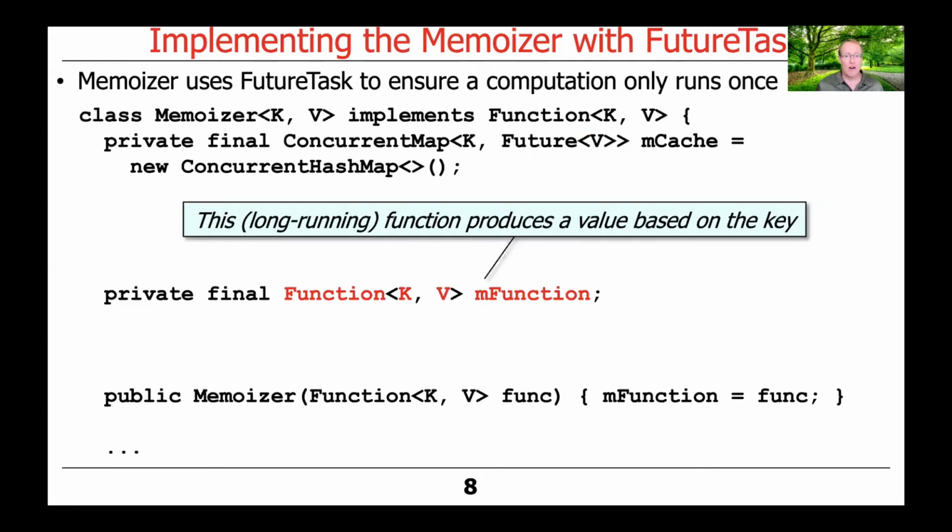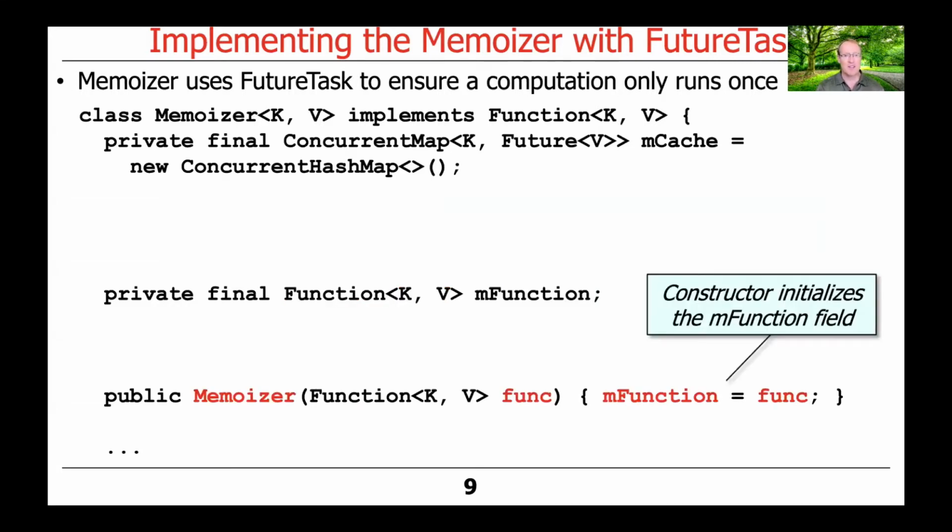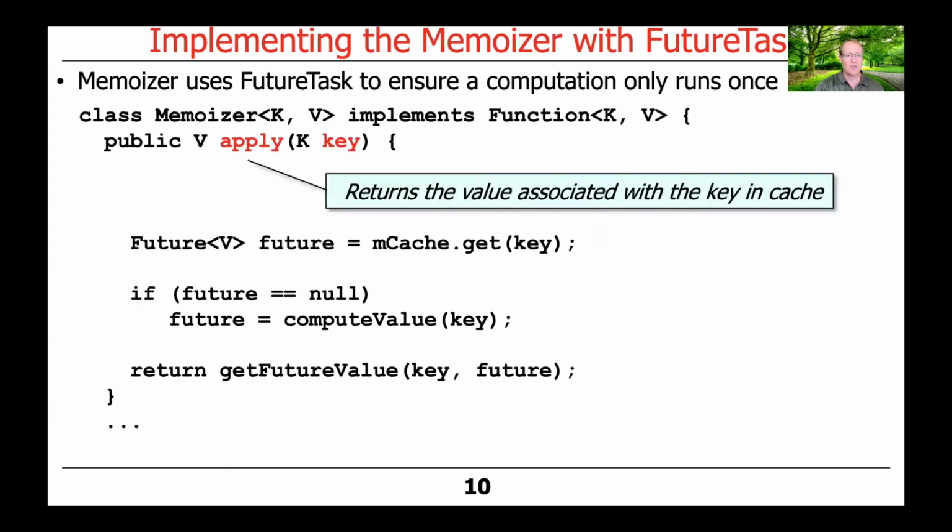Here's the potentially long-running function that's used to produce a value based on a key. And then finally, we have the constructor for Memoizer, and all it does is stash away the function, which we'll then use when we need it to do the long-running computation. So that's basically the fields and the constructor.